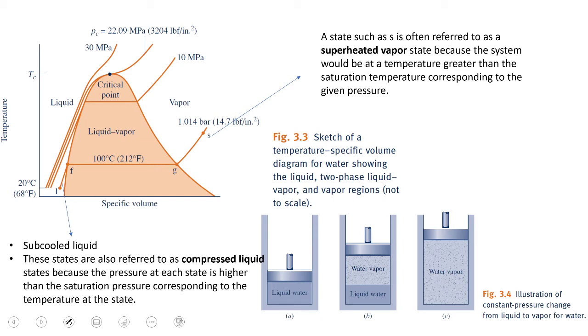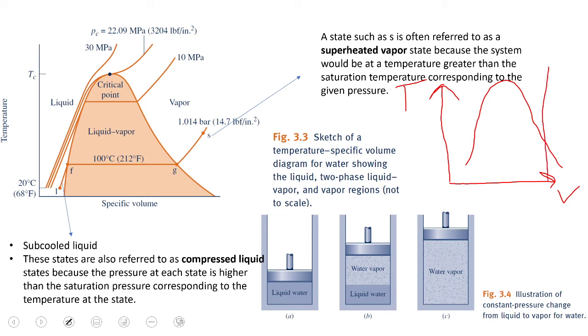Now, previously I had drawn pressure versus volume. Now this graph is temperature versus specific volume. Similar to pressure versus volume, you would draw a vapor dome. If I were to ask you what is the line of constant volume, you will draw a vertical line. If I ask you what is the line of constant temperature, you would draw a horizontal line.